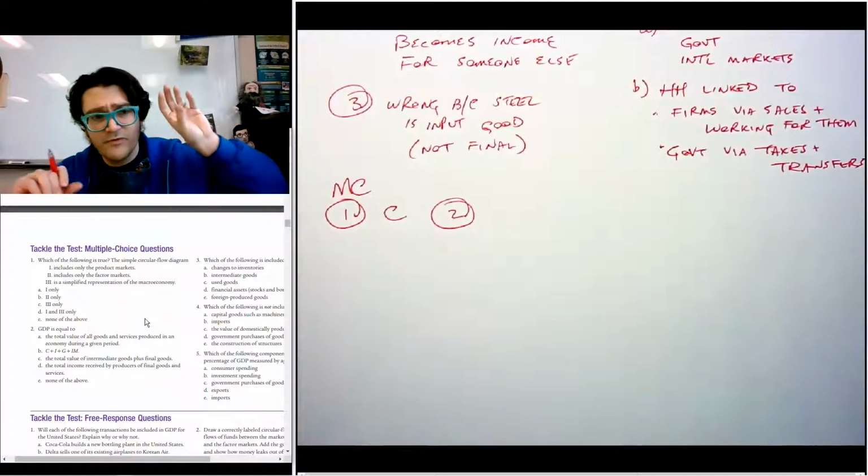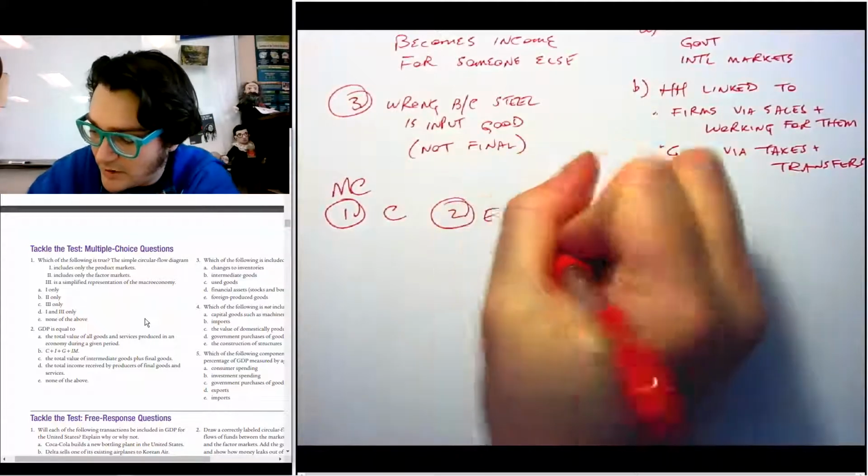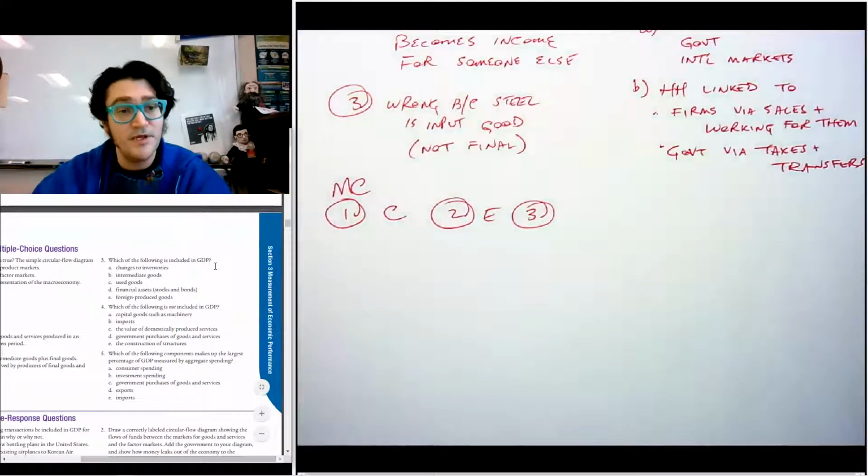It's the income from all the factors. So it's not just D. E, none of the above. All right, number 3. That's a tricky one. Which of the following is included in GDP?